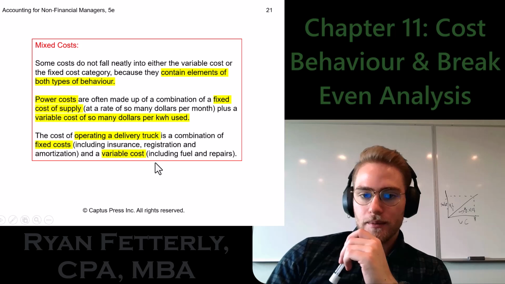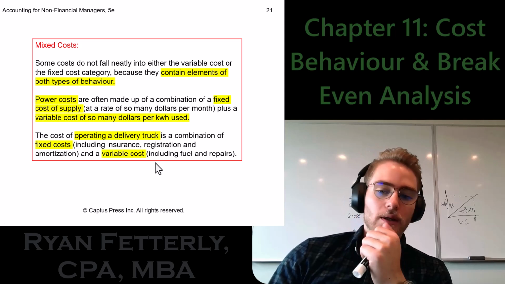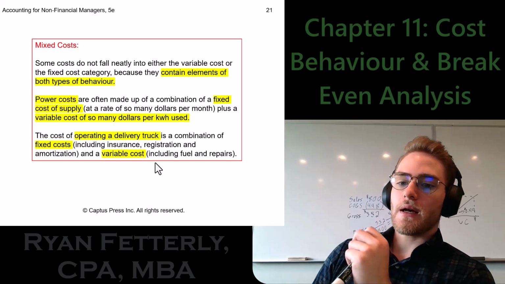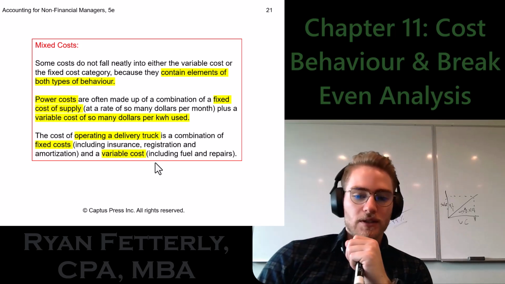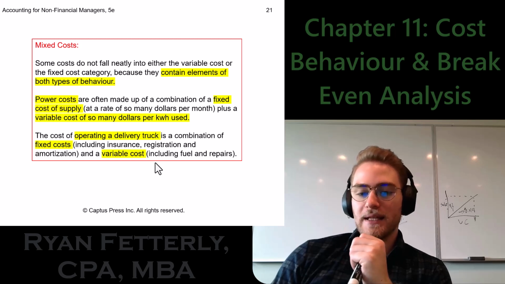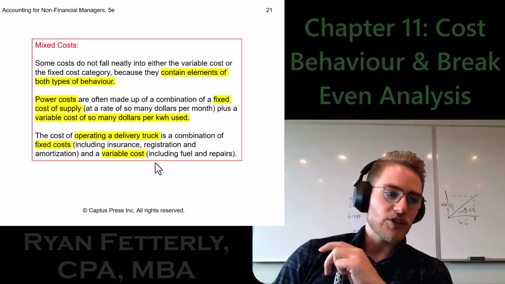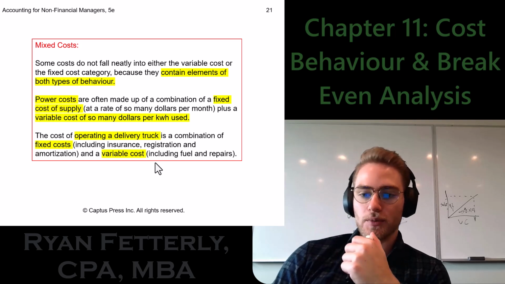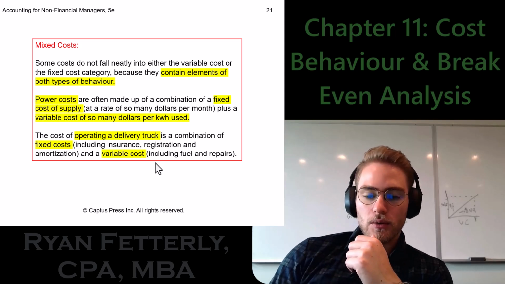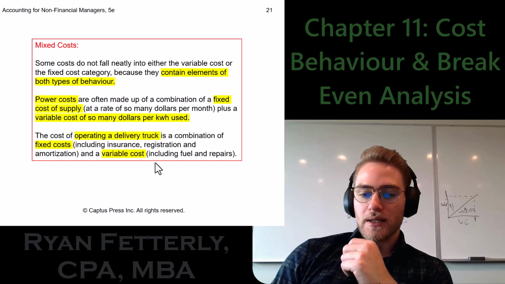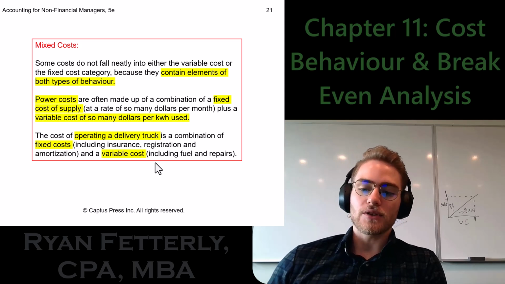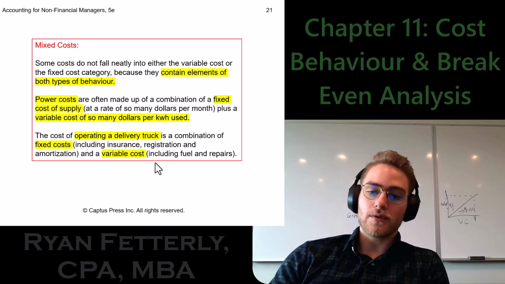So we continue on. Now we talk about mixed costs. Some costs do not fall neatly into either the variable cost or fixed cost category, because they contain elements of both. We talked about delivery charges on electricity, and then, adding on, what do I get charged per kilowatt hour? So the cost of, say, operating a delivery truck is a combination of fixed costs, including insurance, registration, amortization, and then there are also variable costs, which include, say, fuel and repairs, right?